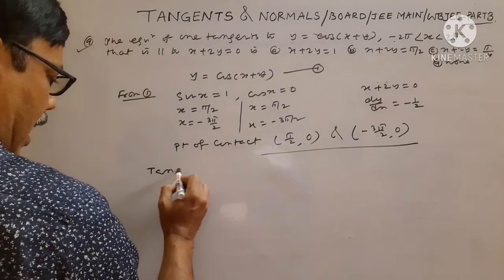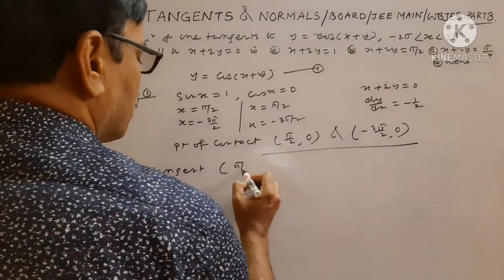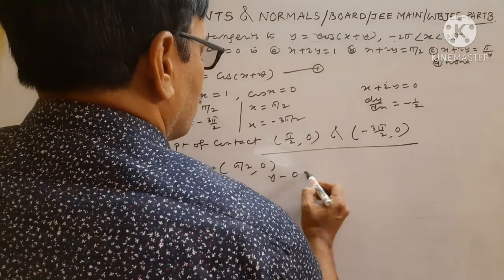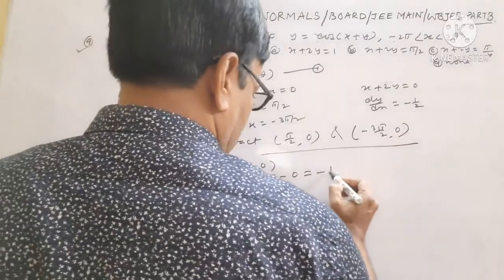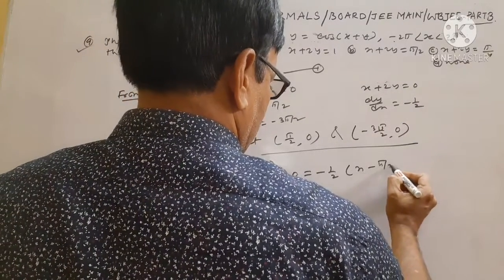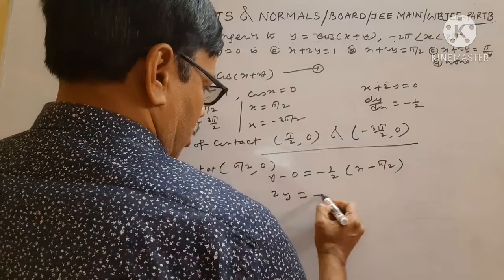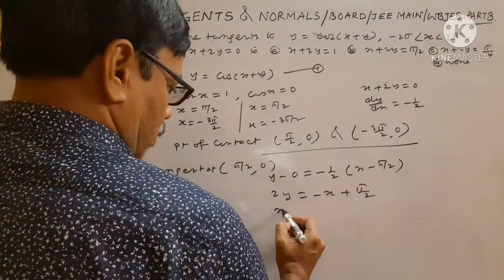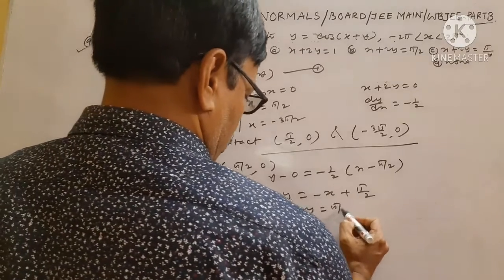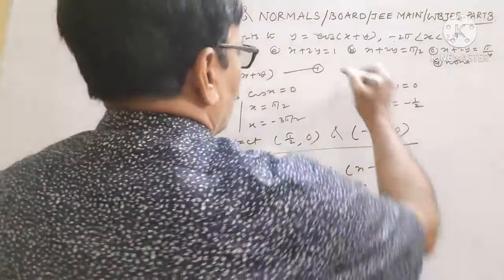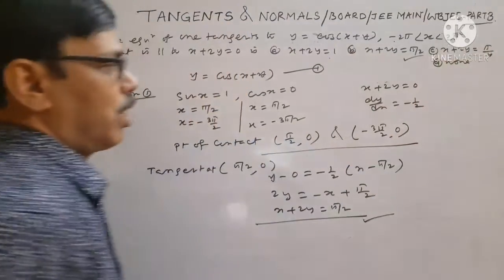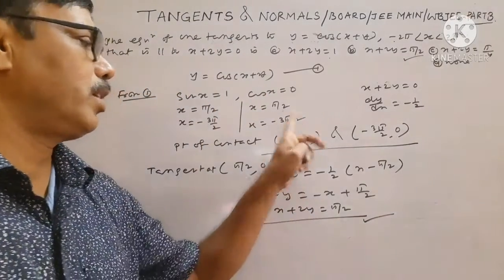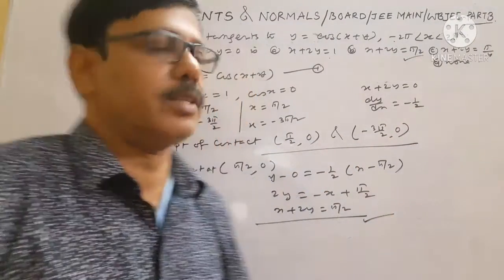So the tangent at the first point (pi by 2, 0): y minus 0 equals slope, so minus half into x minus pi by 2. So 2y equals minus x plus pi by 2, so x plus 2y equals pi by 2. So this is one tangent. We also get the equation of one tangent at this point.